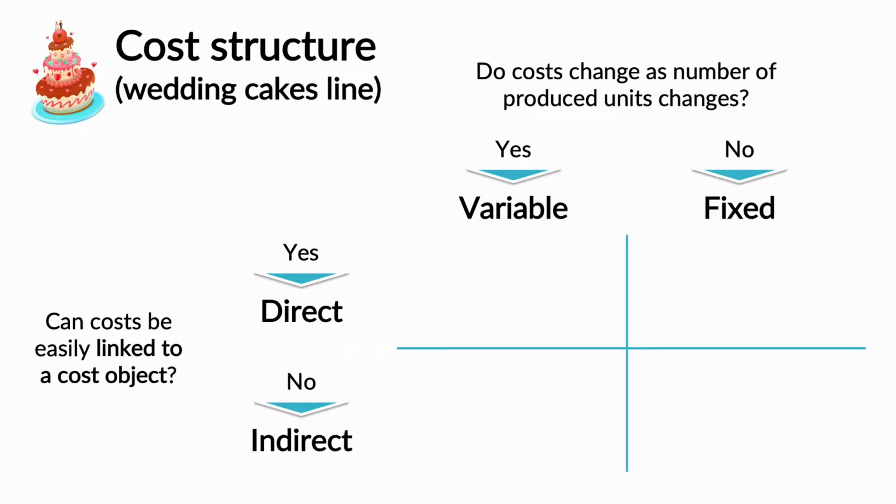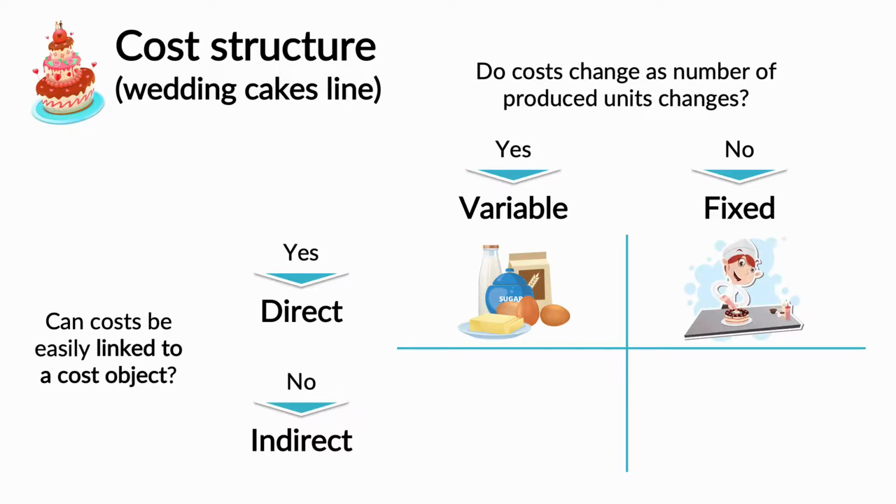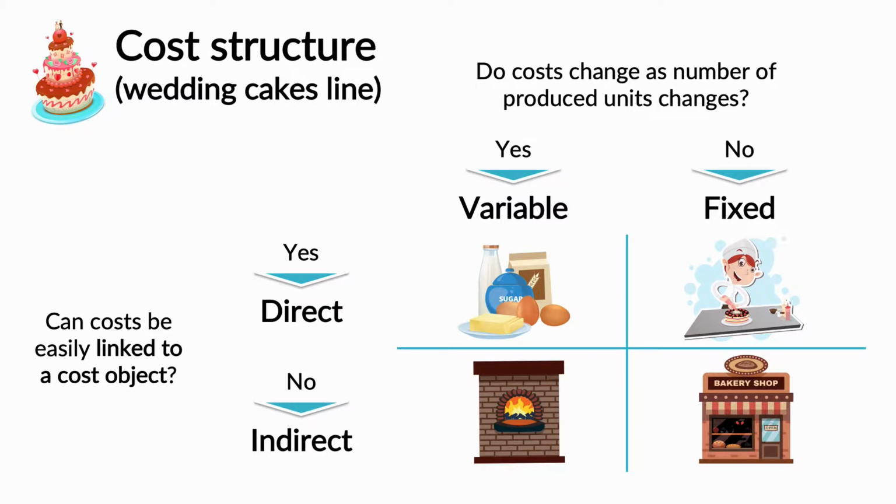In the case of the wedding cakes production line, examples of direct variable costs would be the ingredients used to manufacture the cakes or the package used to deliver them in. An example of direct fixed costs would be the cost of the cake decorator that works on the wedding cakes and on nothing else. Examples of indirect variable costs would be the electricity required to keep the ovens working or the water required to wash the utensils used to make each cake. Lastly, indirect fixed costs would be the rent of the bakery and the salaries of the employees that are shared with other cakes and breads production lines.